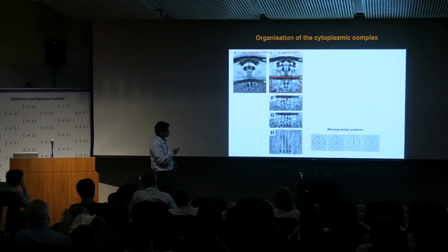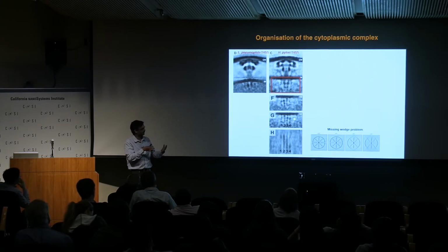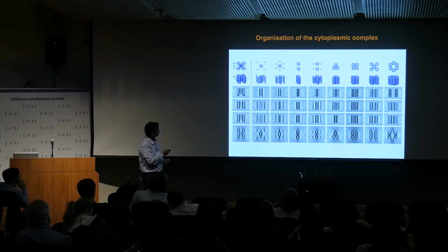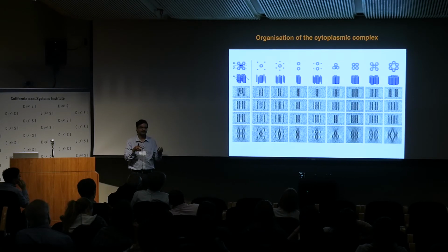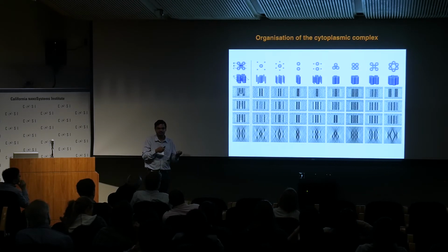So we basically wanted to know how exactly this whole thing is organized inside cells. For that, what we did is we generated many different volumes and then collected simulated tomograms of these different volumes, giving a 60-degree missing wedge, and then looked for the different signals that we get from all these different volumes.